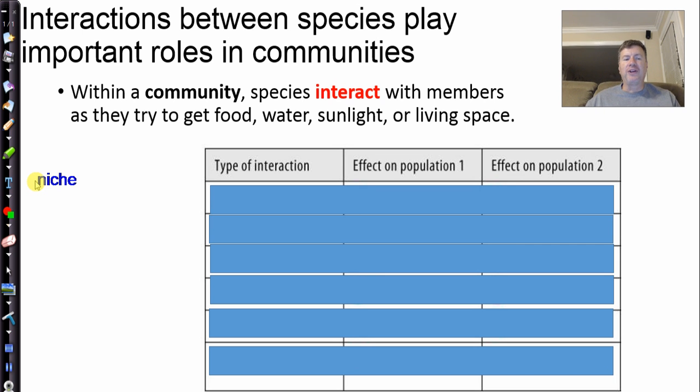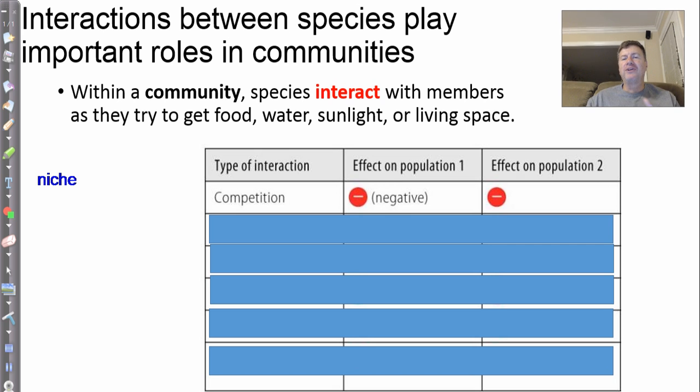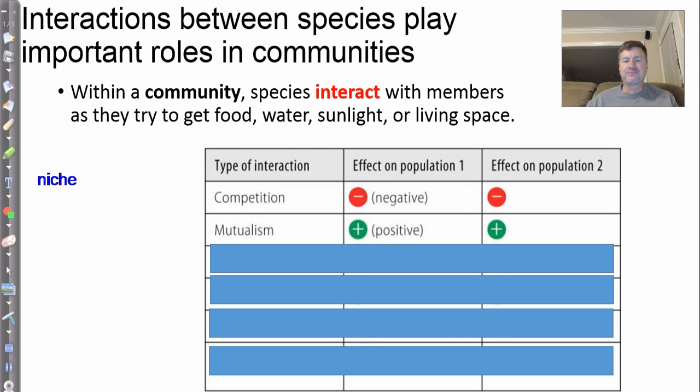All I want to show you here is the classifications. Competition is a negative interaction. That means when two different populations, here's population one, here's population two, interact in a competitive way, let's say they're going for the same food source or the same shelter, they're both going to suffer some for that. They're going to lose some resource as they compete with each other.